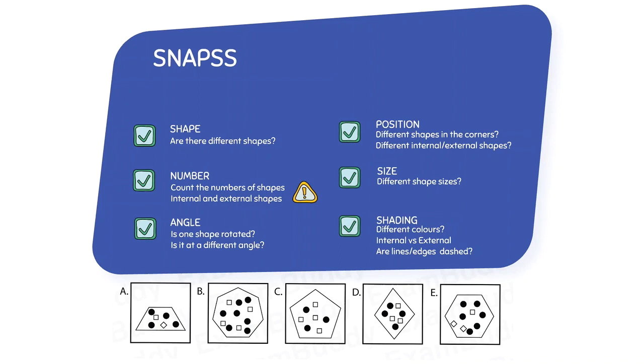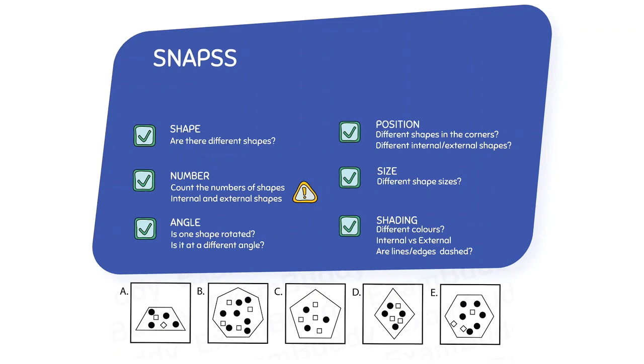Angle. No one shape appears to be rotated, and no one square is obviously at a different angle. So let's move on to position. Here we can see that there are no obvious differences. In all of the images, there's one large external shape, which contains several smaller internal shapes. The same here applies to size. All of the images have one large external and several small internal shapes. So there's no clear pattern here.